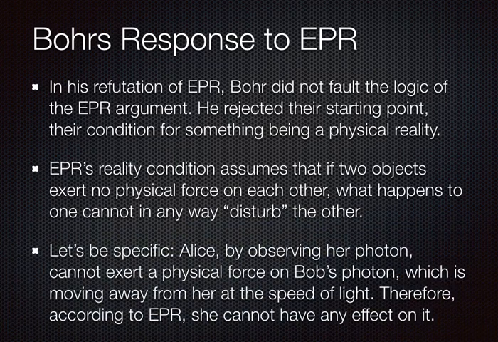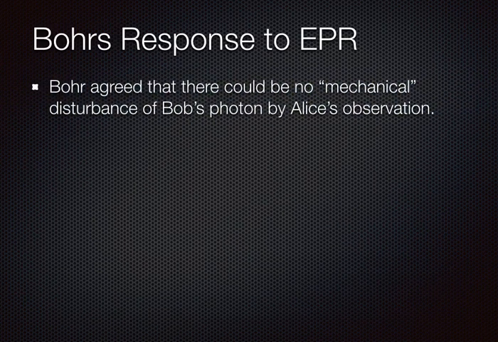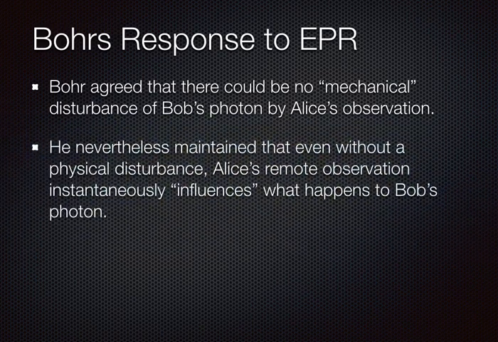Alice, by observing her photon, cannot exert a physical force on Bob's photon, which is moving away from her at, I should put, twice the speed of light. Therefore, according to EPR, she cannot have any effect on it. Bohr agreed that there could be no mechanical disturbance of Bob's photon by Alice's observation. So he agreed that nothing could physically happen. But he maintained that even without a physical disturbance, Alice's remote observation instantaneously influenced what happens to Bob's photon. It's a very careful choice of words.